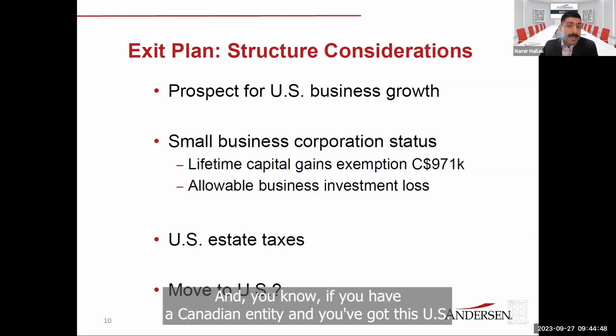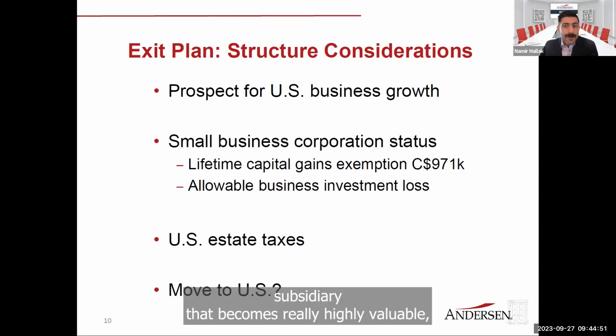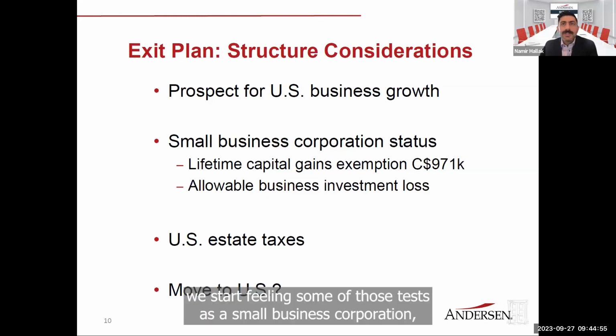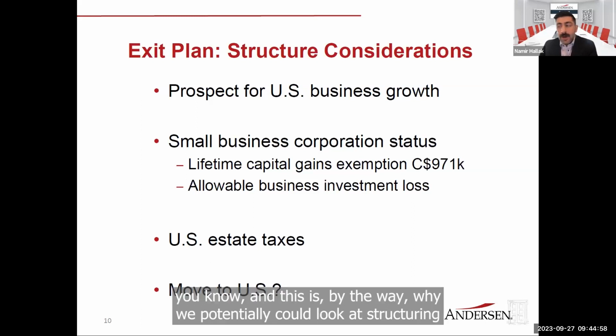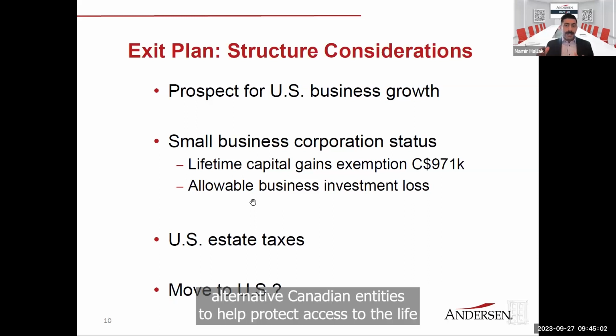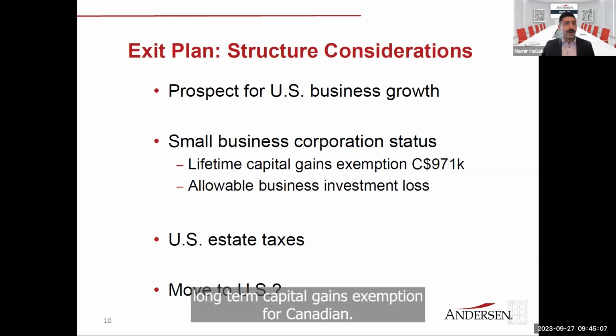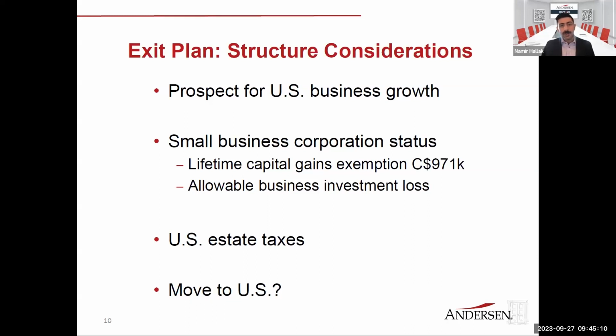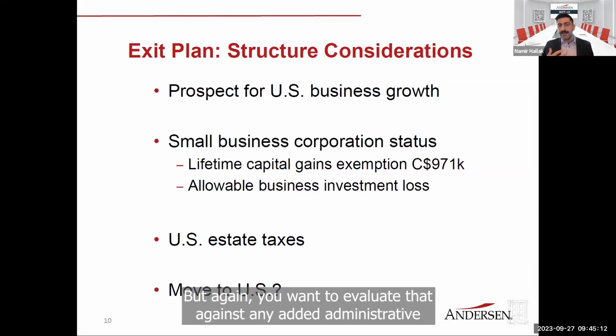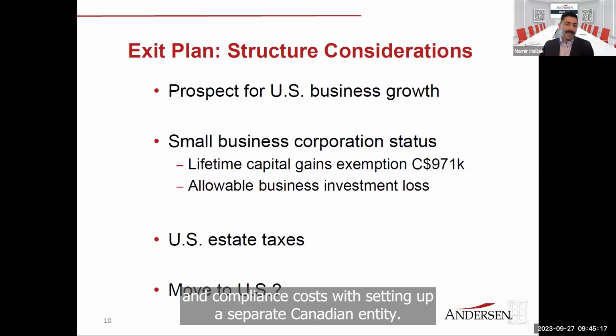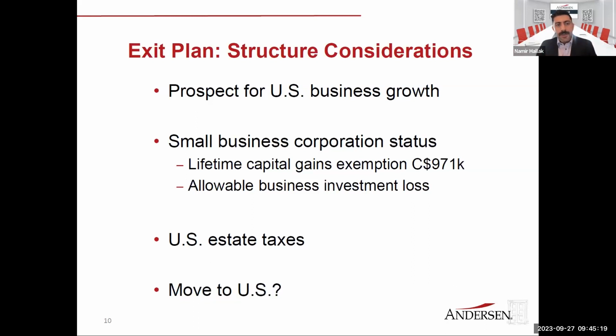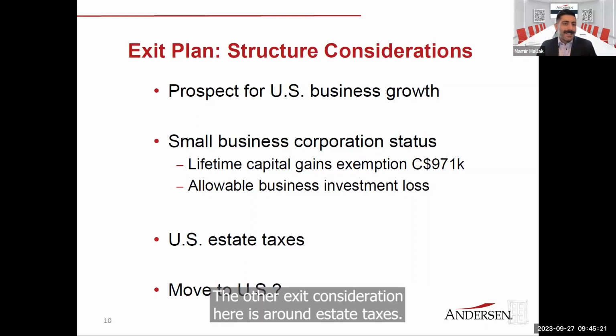And if you have a Canadian entity and you've got this US subsidiary that becomes really highly valuable, we start failing some of those tests as a small business corporation. And this is, by the way, why we potentially could look at structuring alternative Canadian entities to help protect access to the lifetime capital gains exemption for Canadian shareholders. But again, you want to evaluate that against any added administrative and compliance costs with setting up a separate Canadian entity. The other exit consideration here is around estate taxes.